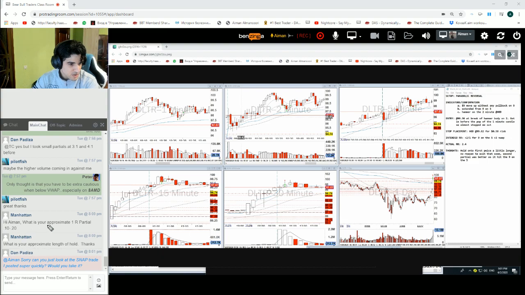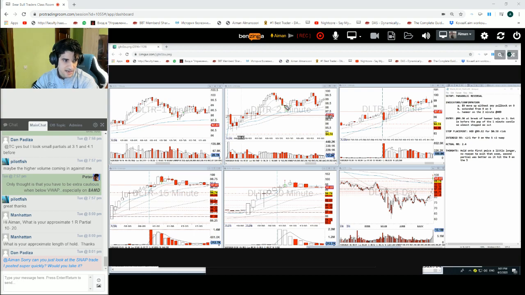Hey man, what is your approximate 1 hour partial? 10, 20? Manhattan, it depends. This is a pivot point right here on DLTR, and it is the 9-moving average on the 5-minute chart. If I'm so patient, I'm holding to the 9-moving average on the 5-minute chart, I'll partial 70%, because this was a huge move. I held it so much, it got into my target, and I'm at my target, I'm taking a huge partial.